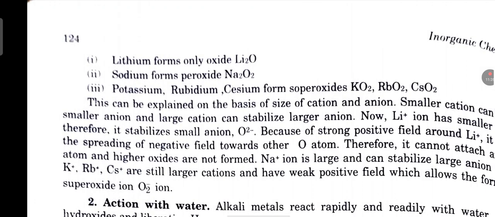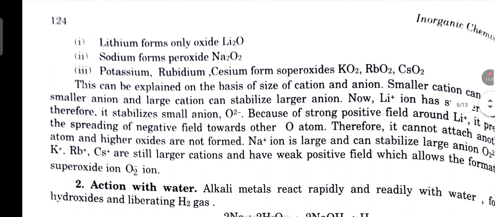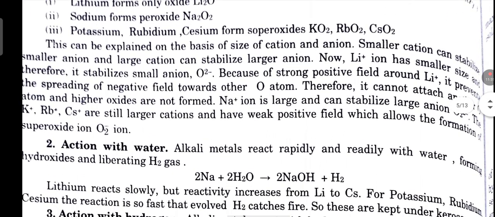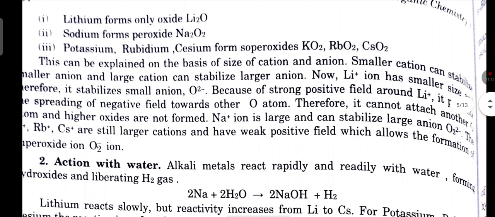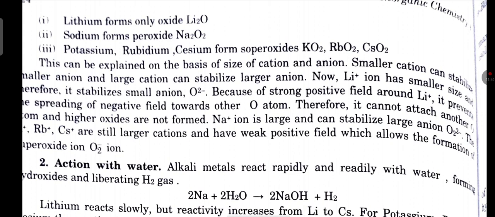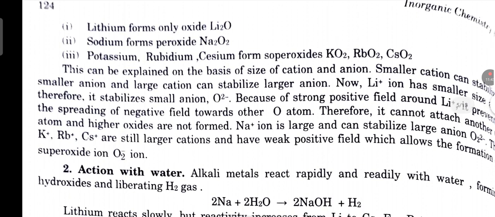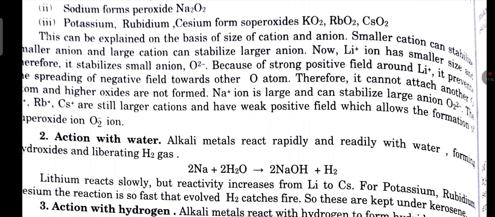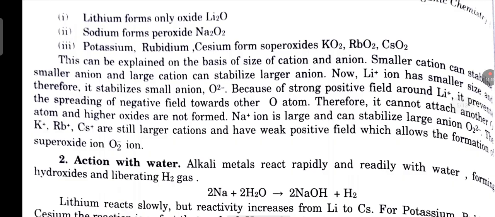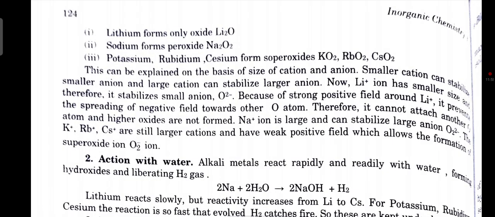They are explained on the basis of the size of the cation and anion. A smaller cation stabilizes a smaller anion. A large cation can stabilize a larger anion. Now the lithium ion is small and therefore it stabilizes the small oxide ion. Because of the strong positive field around lithium positive, it prevents the spreading of the negative field towards other oxygen atoms. Therefore it cannot attack other O atoms. Higher oxides cannot be formed.